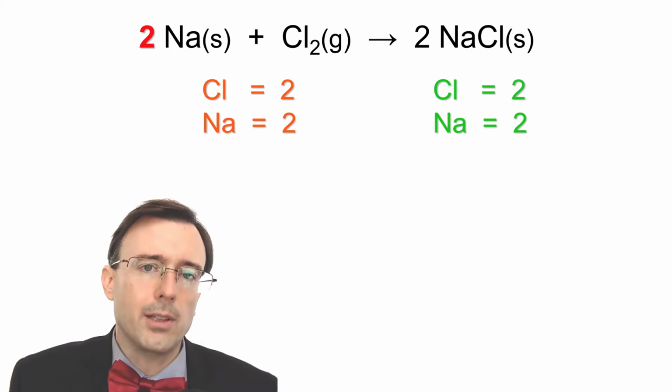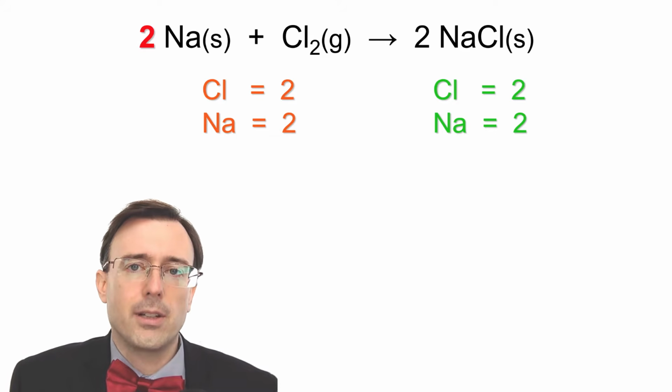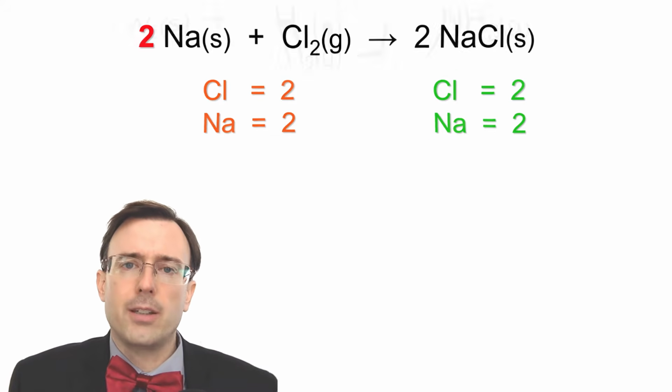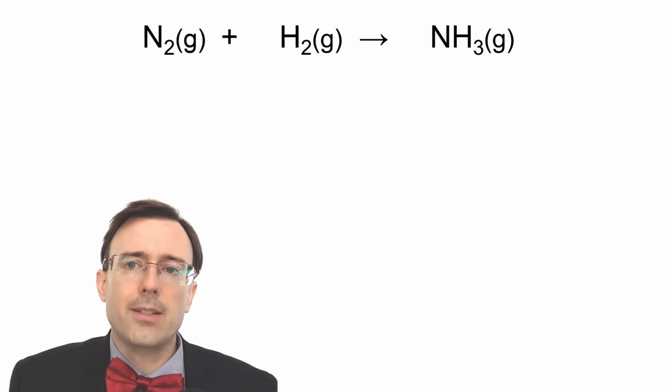And now we have 2 sodiums on the left, 2 sodiums on the right, and that chemical reaction is totally balanced. All right, let's try another one. In this chemical reaction, nitrogen gas reacts with hydrogen gas to make ammonia gas, or nitrogen trihydride.